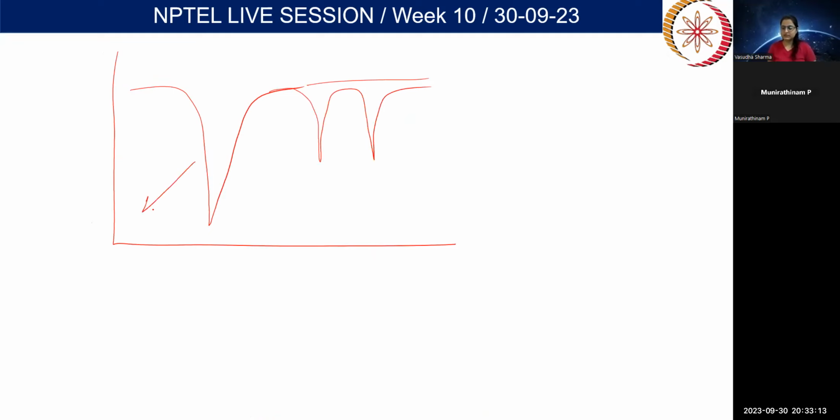We already know that when something is in iron 3, it would have a more negative delta value compared to iron 2. So this is more negative delta.